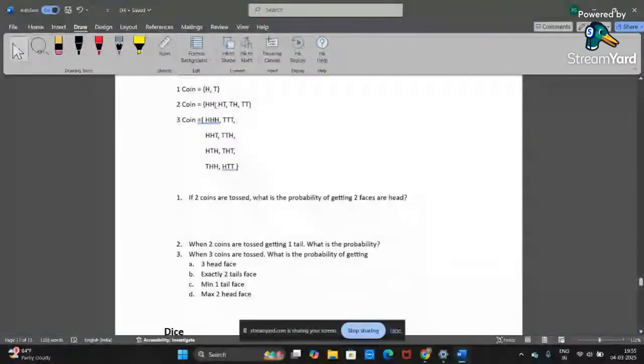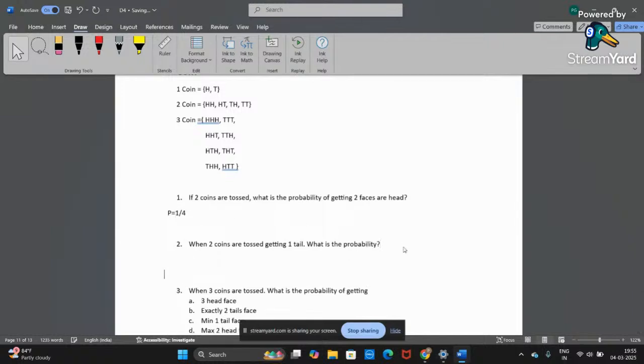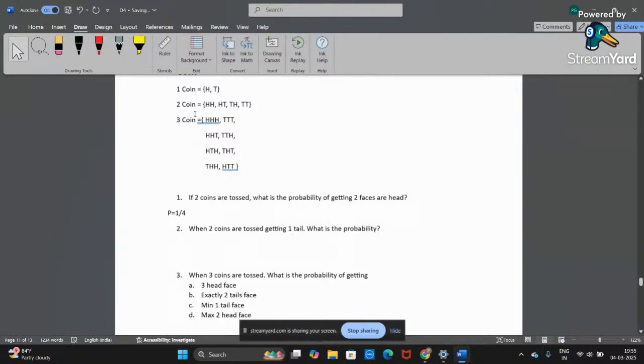Where are 2 heads here? Only here, right? That means your answer will be 1 by how much? 4, right? Only once we are getting out of 4. So your probability is 1 by 4. P equals 1 by 4. Okay, this is your answer. Let's find the answer for next one.